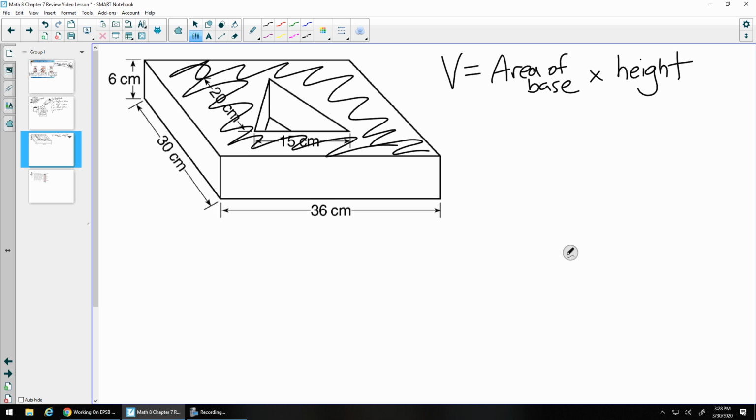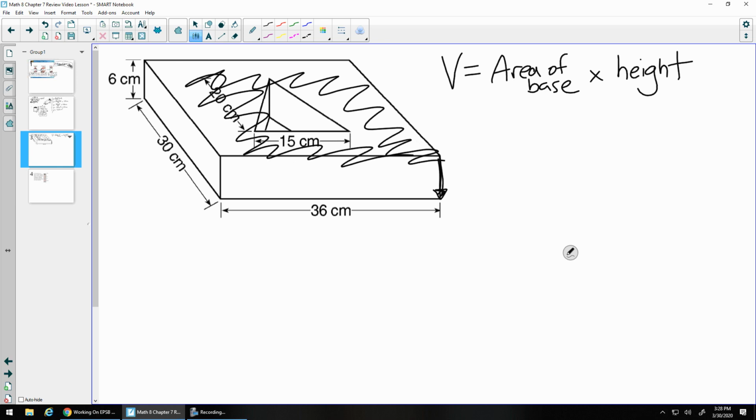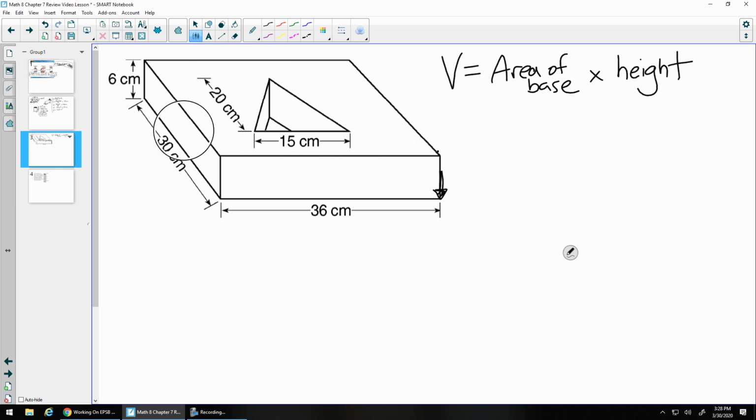In which case, we could actually just find the area of the rectangle and subtract the area of this triangle, and that would give us the area of the top here, which then goes all the way through to the bottom face, which is the same. And so here would be our height, and on top here would be the area of our face. So let's do that.